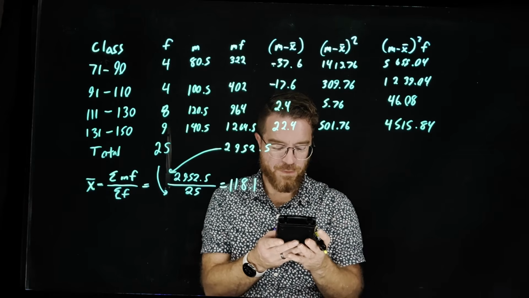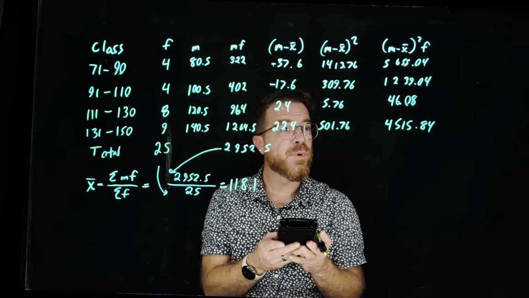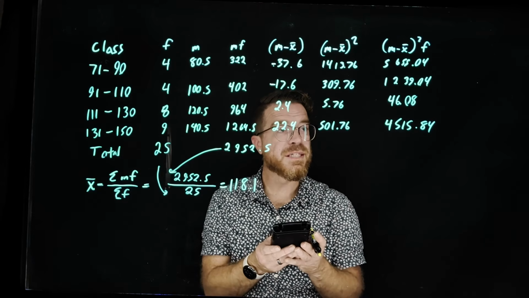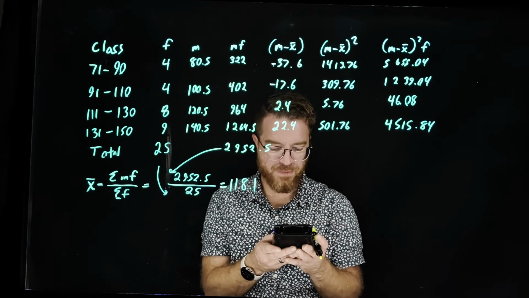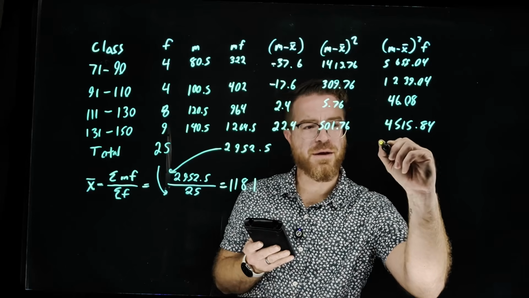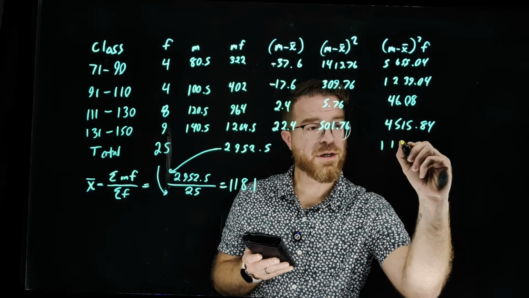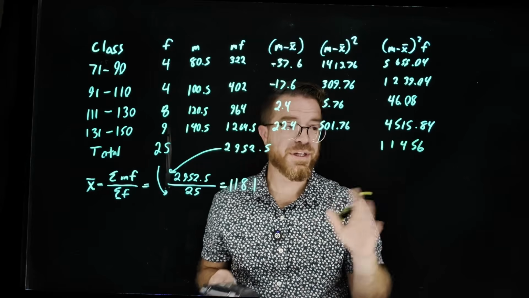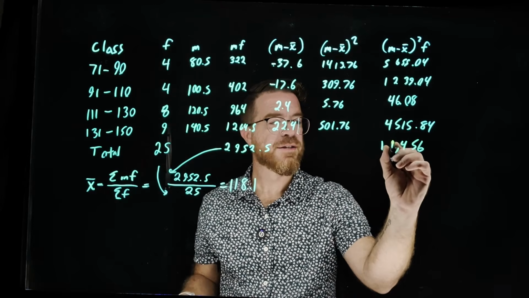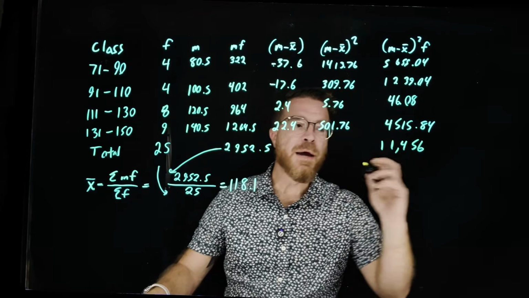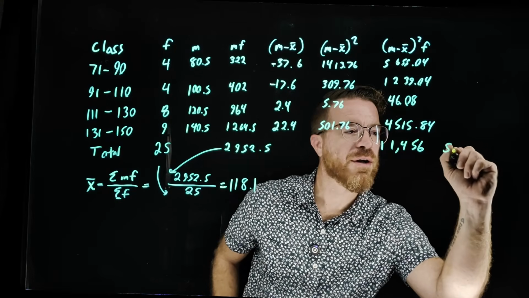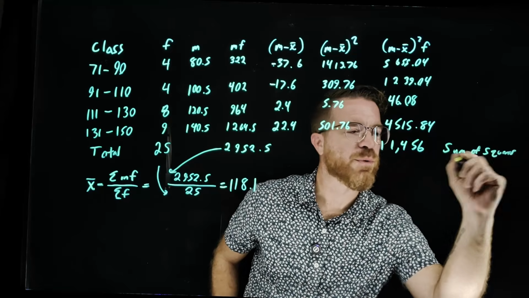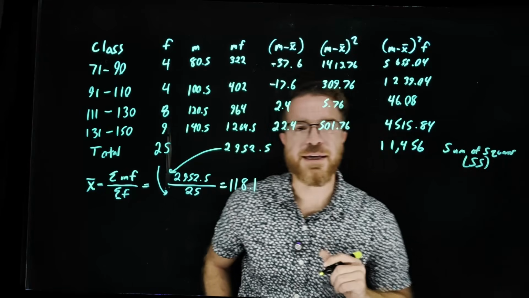4,515.84 plus 46.08 plus 1,239.04 plus 5,655.04, and I'm going to get a total of 11,456 on the dot. So that actually is really nice. So 11,456. Now, if you remember, this is our sum of squares, which we oftentimes will just write as SS.